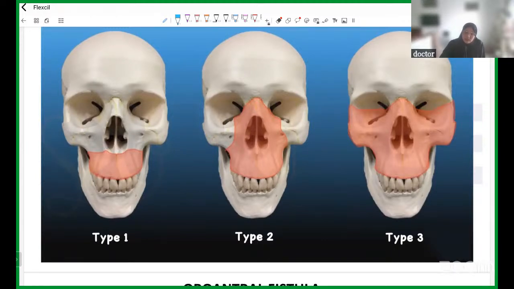This is the pyramidal shape, type 2. Type 3s are involving the base of the orbit, the nasal septum, the root of the nose, and the entire maxilla along with zygomatic bones, if you can see.